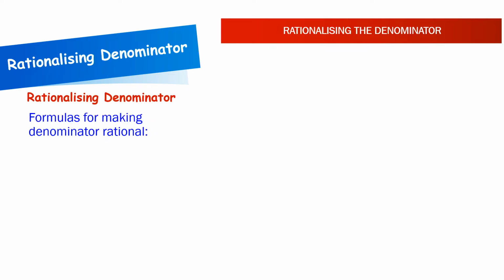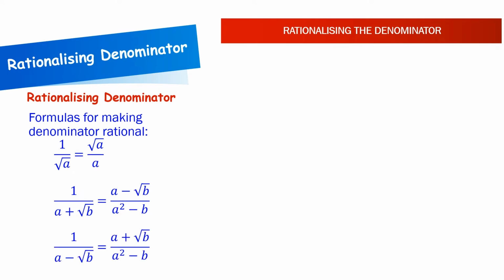Let's take a look at the formulas for making the denominator rational. 1 over root a equals root a over a. 1 over a plus root b equals a minus root b all over a squared minus b. And the third formula is 1 over a minus root b equals a plus root b all over a squared minus b.